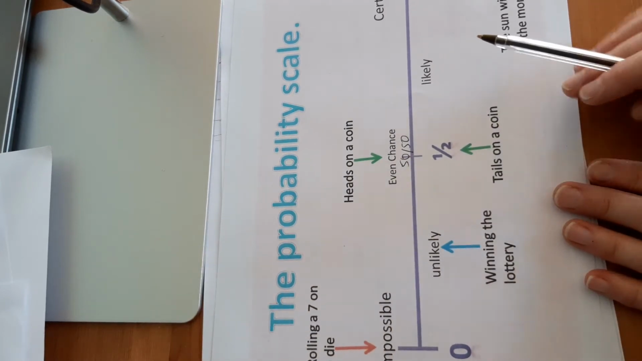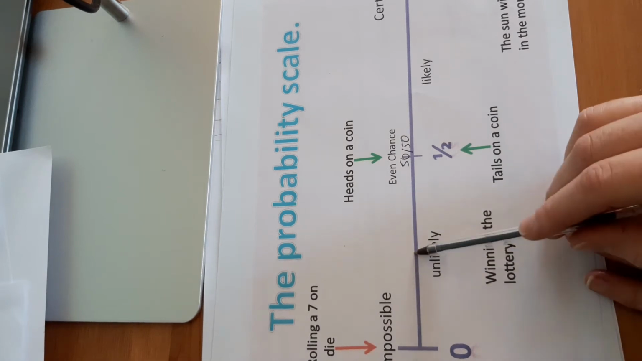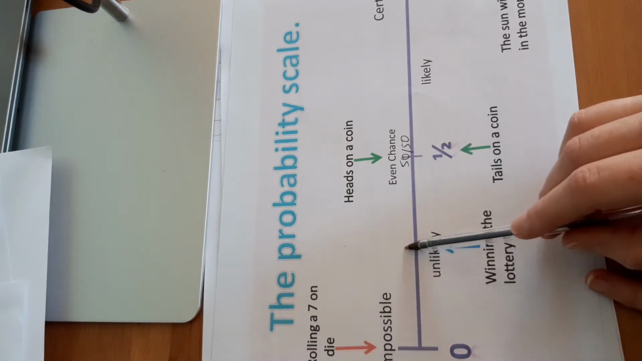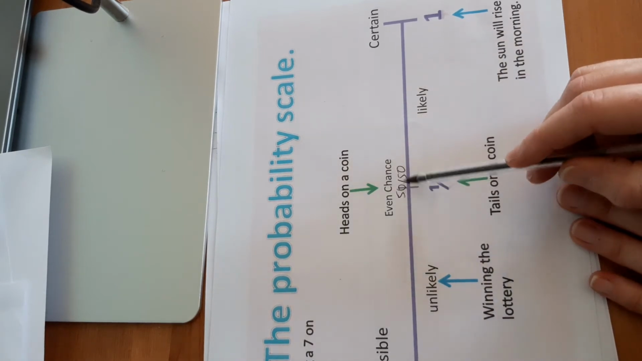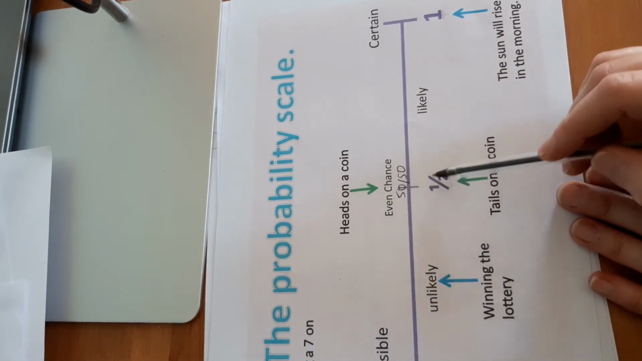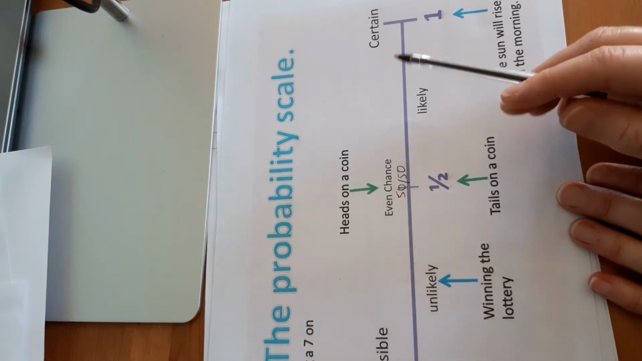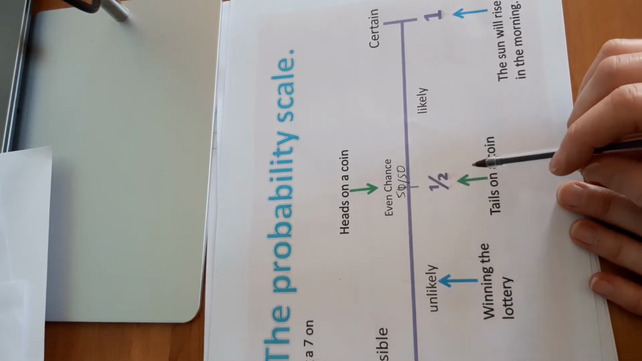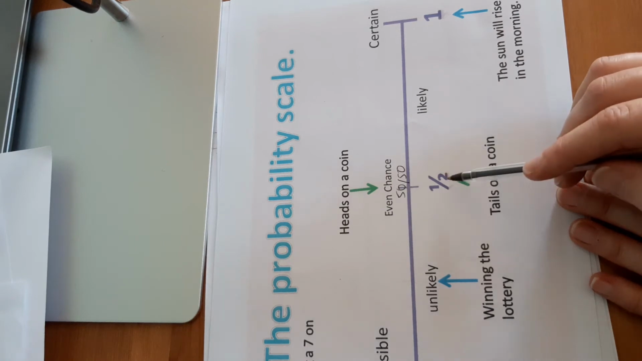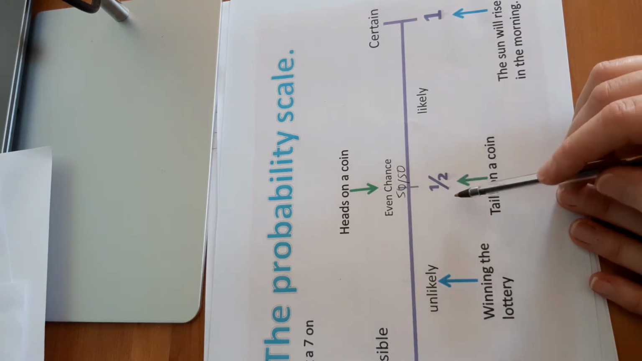If something is unlikely to happen, like winning the lottery, that's where it would be roughly positioned on this probability scale. As we move up along the scale, we can see if something has a 50-50 chance of happening, or a half chance, or an even chance of happening. So for example, when you toss a coin, there's heads on one side and tails on the other side. So that means you have a 50-50 chance of getting a head or a tail.